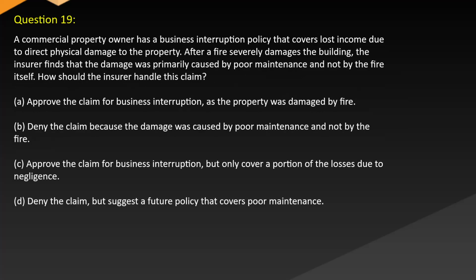Question 19. A commercial property owner has a business interruption policy that covers lost income due to direct physical damage to the property, and after a fire severely damages the building, the insurer finds that the damage was primarily caused by poor maintenance and not by the fire itself. How should the insurer handle this claim? A. Approve the claim for business interruption as the property was damaged by fire. B. Deny the claim because the damage was caused by poor maintenance and not by the fire. C. Approve the claim for business interruption, but only cover a portion of the losses due to negligence. D. Deny the claim, but suggest a future policy that covers poor maintenance.